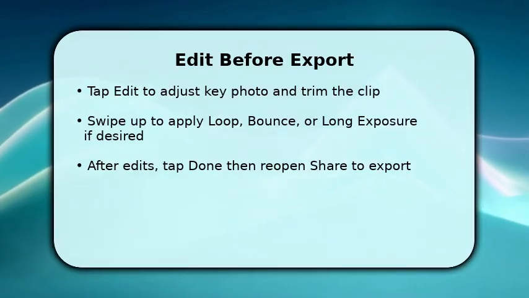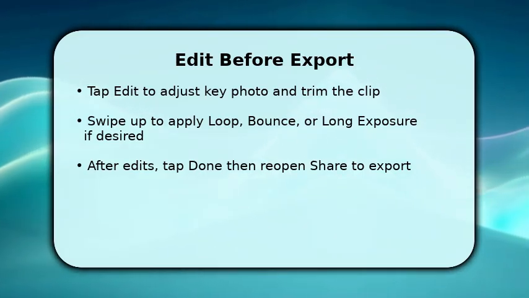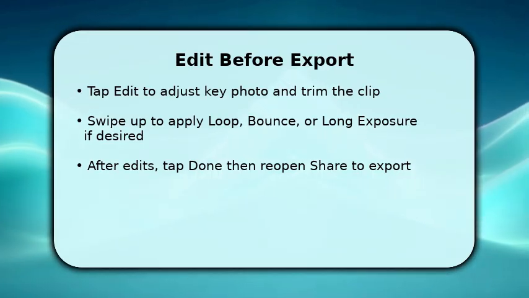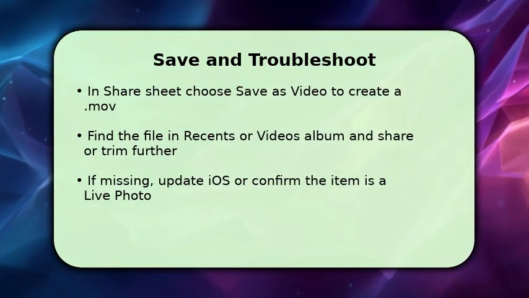Reopen Share so the updated version is used when you convert. This prevents exporting unintended frames or the wrong key photo. Finish by choosing Save as Video from the share sheet. That writes a regular video to your library.